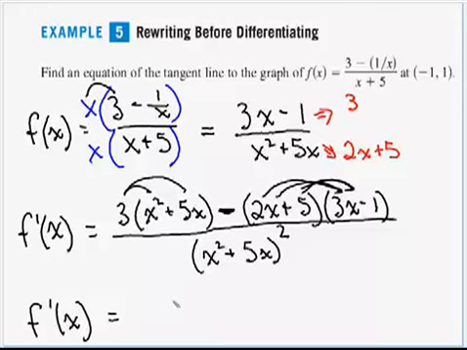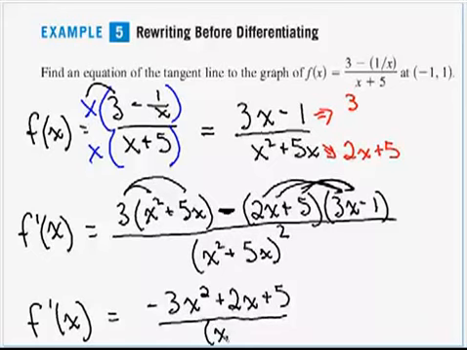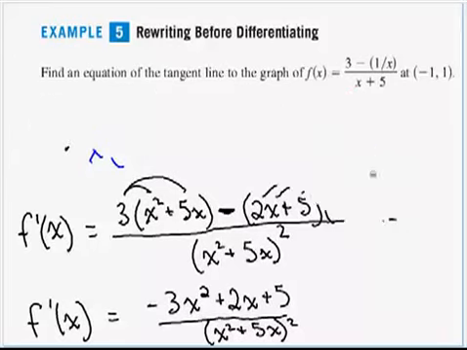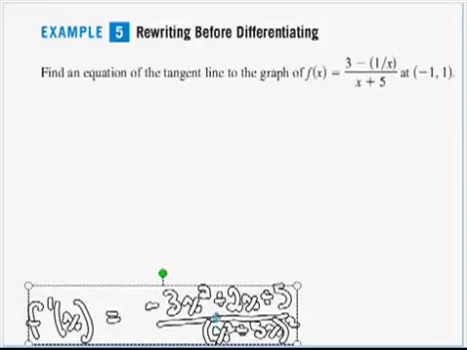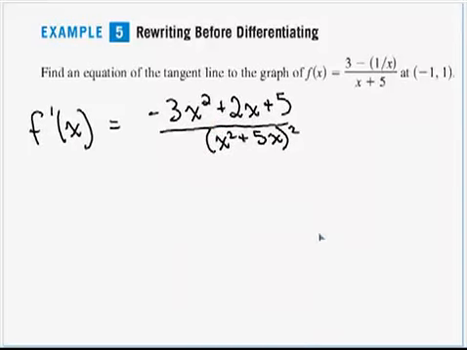When you clean this all up, it should look like our numerator is negative 3x squared plus 2x plus 5. And our denominator is still the quantity x squared plus 5x, squared. And again, I did mess up last year. That's where we stopped this problem and moved right on, and nobody caught me, because according to the directions, we're not done.